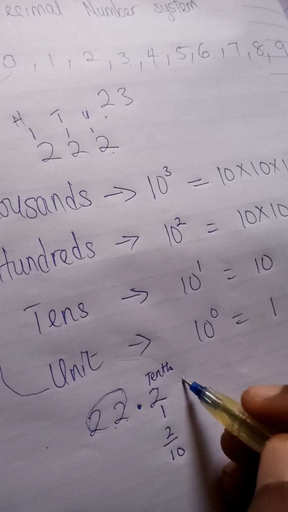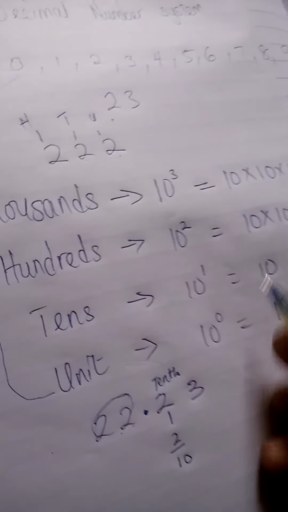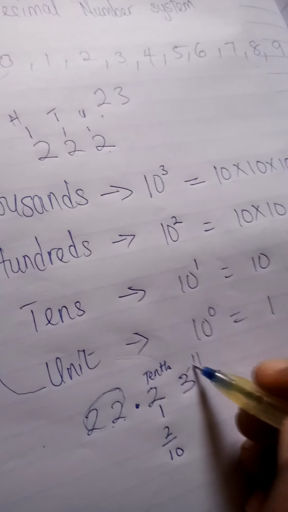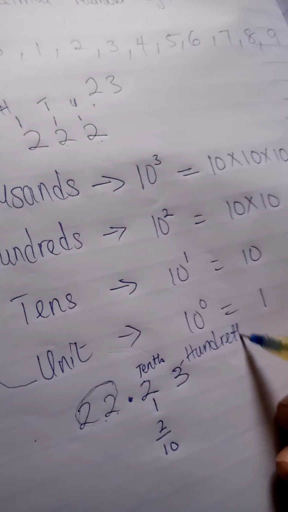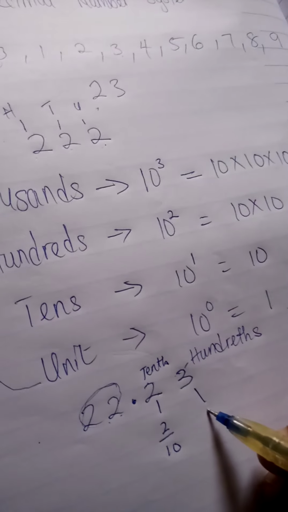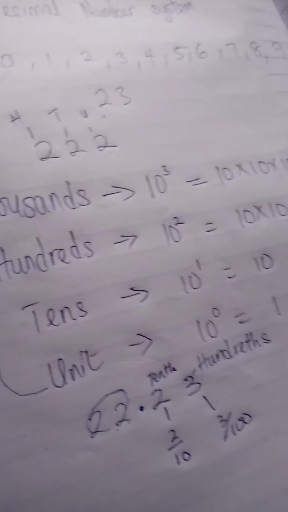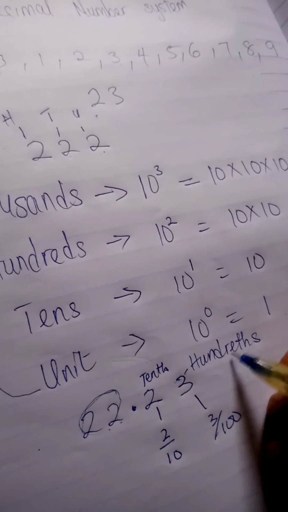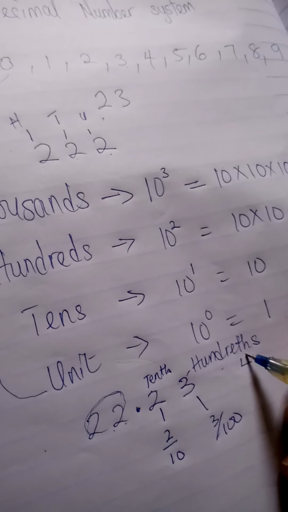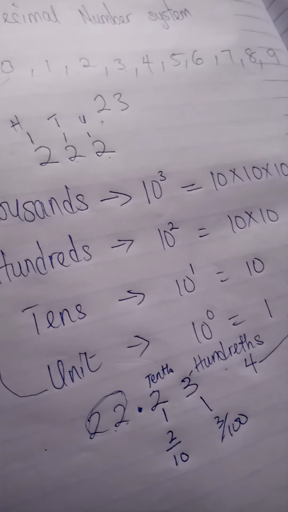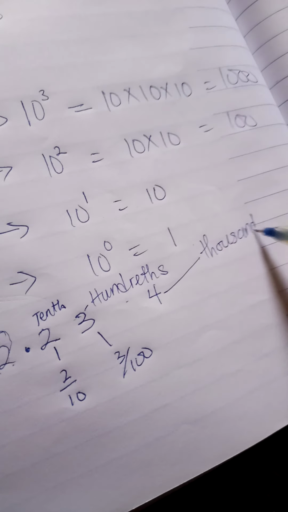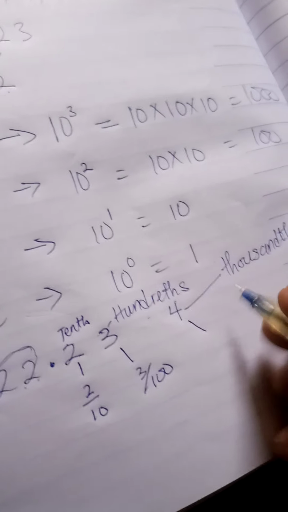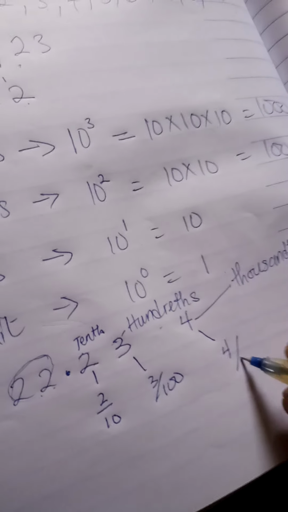Let's assume that we have another number after it. This is hundredths, which can be further expressed as 3 over 100. So if you have another number, this is in the place value of what? Thousandths, which can be further expressed as 4 over 1000.